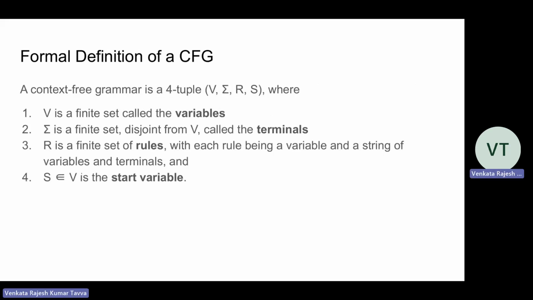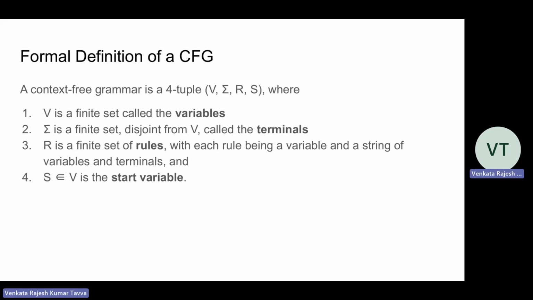Again, formal definition of context-free grammar. It is a 4 tuple V, sigma, R, S, where V is a finite set called the variables. Sigma is a finite set disjoint from V, separate from V, called the terminals. So terminals are different, non-terminals or variables are different. R is a finite set of rules, with each rule being a variable and a string of variables and terminals, like LHS and RHS. RHS can be a mix of variables and terminals, whereas LHS is always a variable.